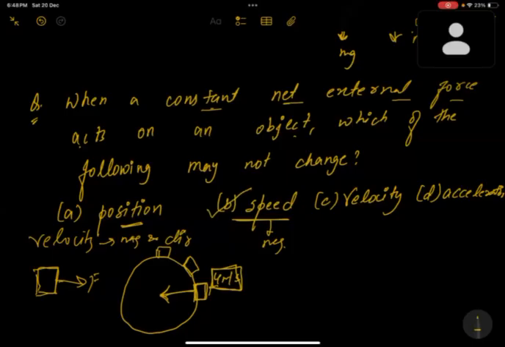So one is this, and second, velocity will definitely change. There is no change in speed, but there is change in direction, so velocity will change. There is no change in acceleration. When we write F equals ma, we say that a is constant. We cannot say a is variable. So acceleration will not change. So B and D.